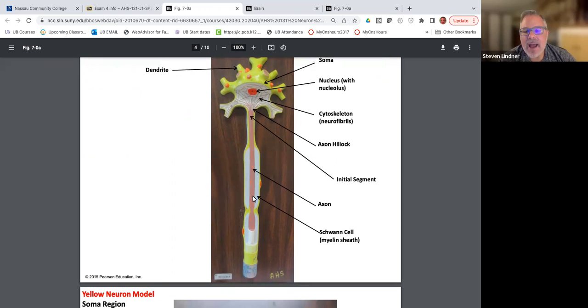What lines, or what is superficial to the axon, is the myelin sheath. So this is the insulation or myelin sheath. You can still refer to it as the Schwann cell. They're both acceptable. If you said Schwann cell or myelin sheath, you would get credit for either of them.